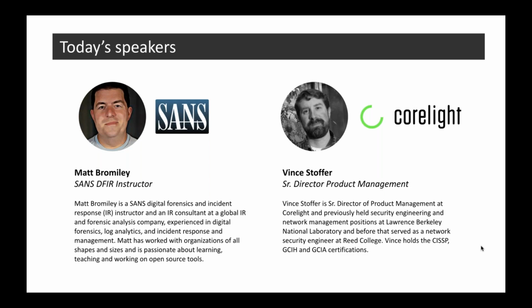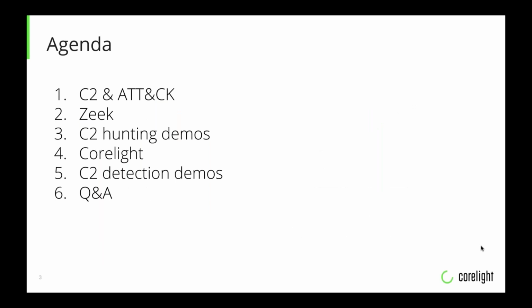Awesome, thanks guys. Quickly, just an agenda. We're gonna level set knowledge on C2 around the Mitre ATT&CK framework. Then we'll do a quick introduction to Zeek and cover some of its core capabilities, which will be important because then we'll go into some hunting demonstrations to show you how you, using Zeek evidence, could find evidence of C2 in your own environment. Then we'll introduce Corelight and ground our capabilities. And then we'll shift to a couple different demonstrations of some of our C2 detection capabilities that Vince just alluded to that were recently released in our most recent software update. And we'll close with Q&A.